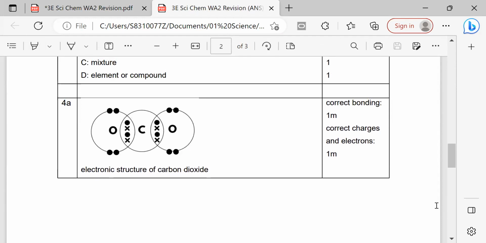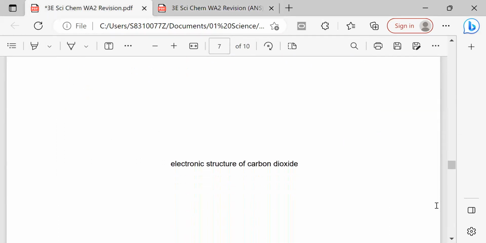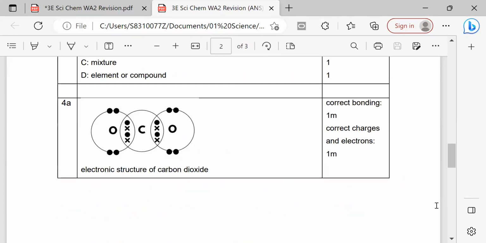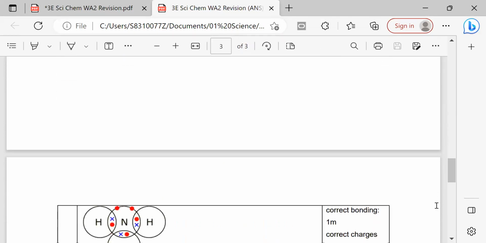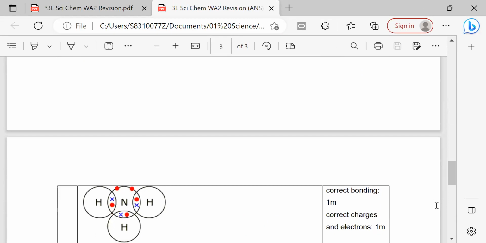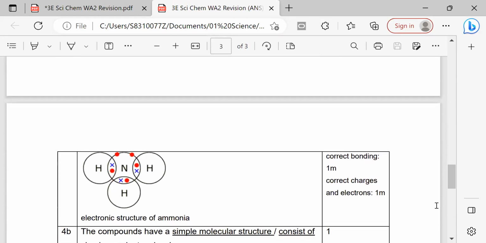And remember, as a way to check, because in this question, your carbon dioxide is made of two nonmetals. Therefore, there will be the sharing of electrons that are being drawn in the dot and cross diagram. And for ammonia, which is the second compound, it's another compound that is formed between two nonmetals. Therefore, you will again have the sharing of electrons that will be featured.